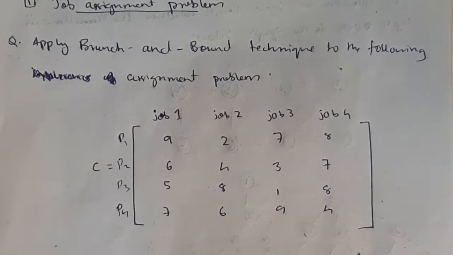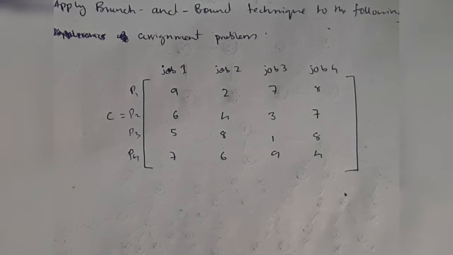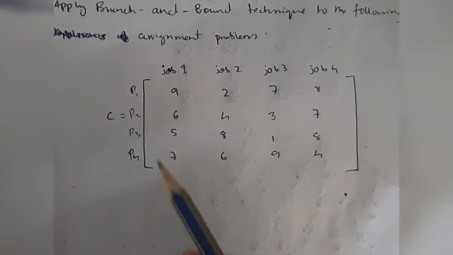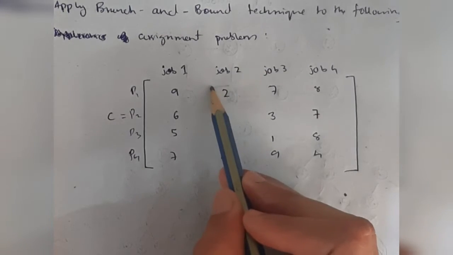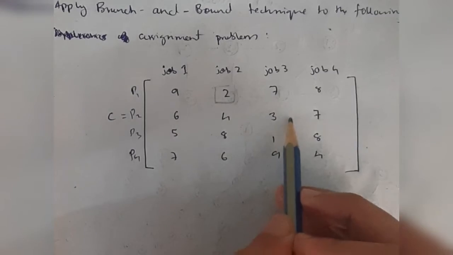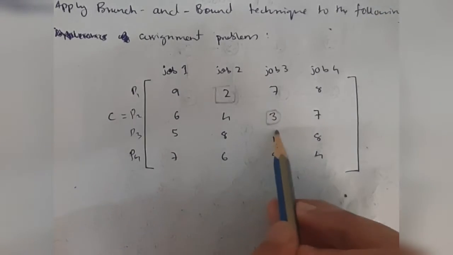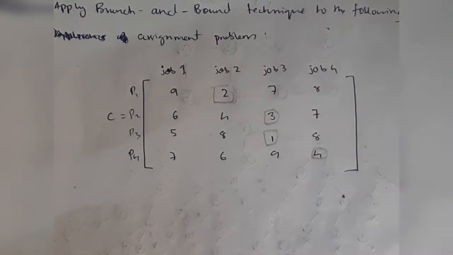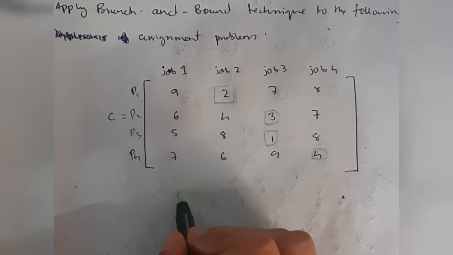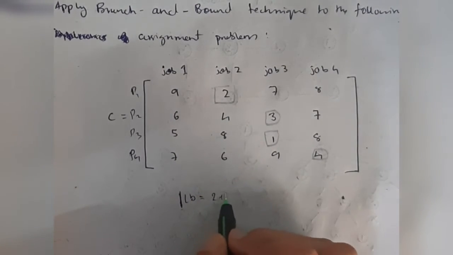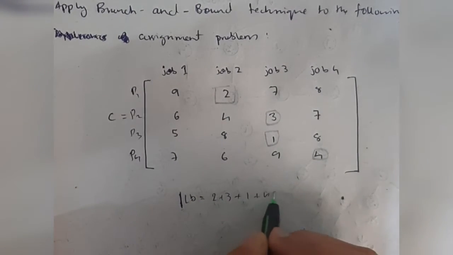So you have to assign all the jobs to all the persons, and we have to do that with minimization of the cost. So firstly we'll do this in many steps. Firstly we'll select the minimum among this one, which is 2, and minimum here it is 3, and minimum here it is 1, and minimum here it is 4. After writing that, find out the sum and write here. That will be lower bound. Lower bound is 2 plus 3 plus 1 plus 4, which is 10.